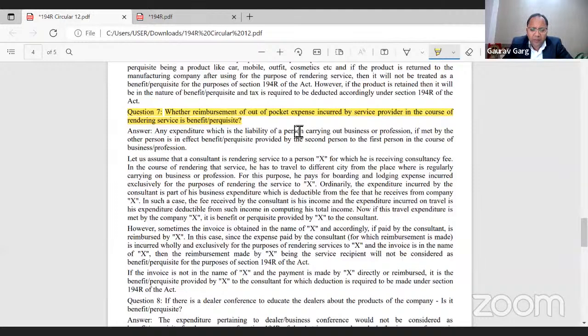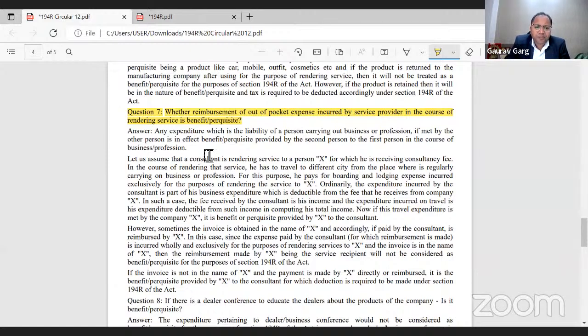And even if I am raising two bills separately, one bill for the professional fee and another for the reimbursement, even if I am attaching my air tickets, TDS would still be applicable. Very clear. Second case: my client asks an airline agency to book a ticket, and the invoice comes in the name of the client. In such a case, one is not required to deduct the TDS. It is only applicable in case of reimbursement. If my client is reimbursing my expenditure, then TDS would be applicable. But if my client is incurring the expenditure directly, it would not be treated as a benefit under section 194R.